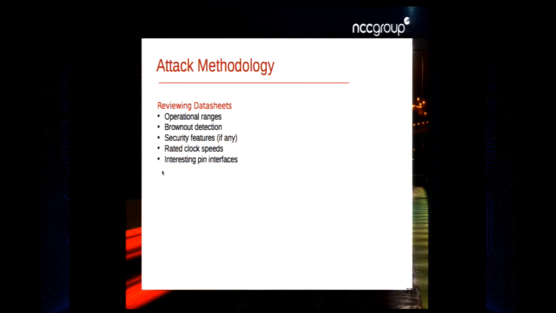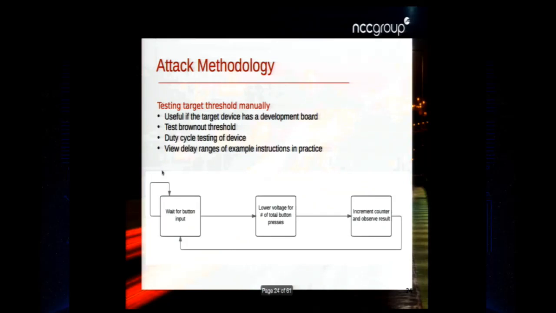And with brownout detection, oftentimes the manufacturers rate what the minimum pulse width is for the brownout duration. And this helps determine what the maximum duration is for when you're doing the actual glitching attack. Of course, you also want to check to see if the device has any sort of security features and if it claims to have any. And yeah, there's not much else to say about this slide.